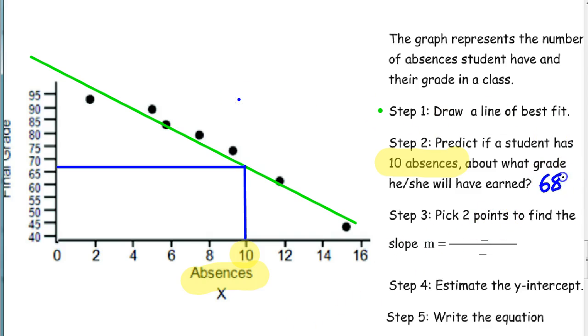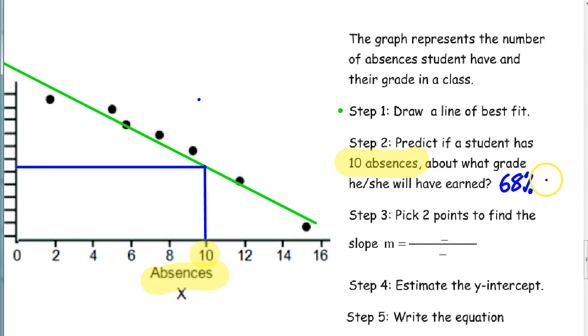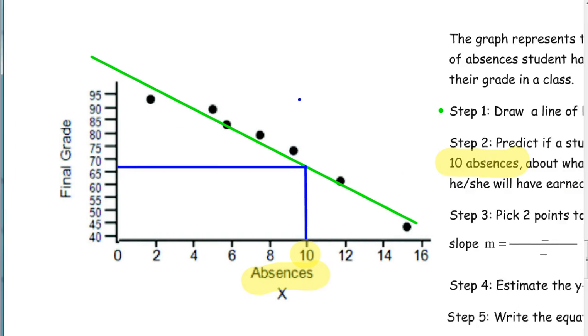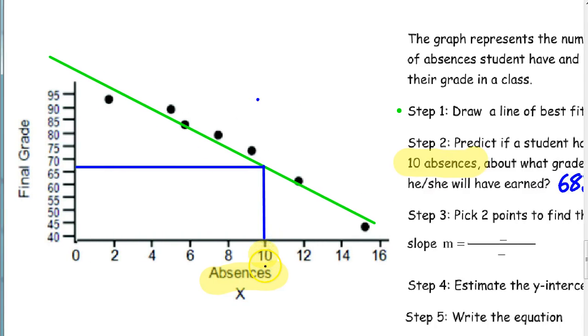So 68%. So that's about a D plus. Okay, so according to this, if you're absent 10 days during the semester, you expect to have maybe like a 68%. Remember, 90 to 95% would be like an A, 80 to 89 would be a B, C, 60 to 69 would be D, and then the rest would be an F. So it kind of makes sense that the more you're not at school, the less well you do on the class, right? Have to be here to learn the material.